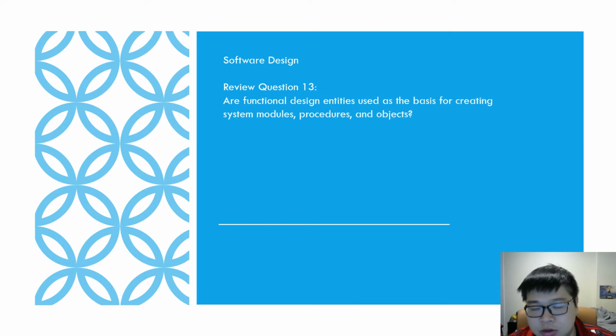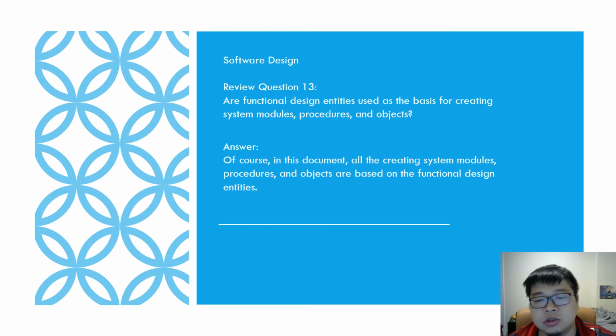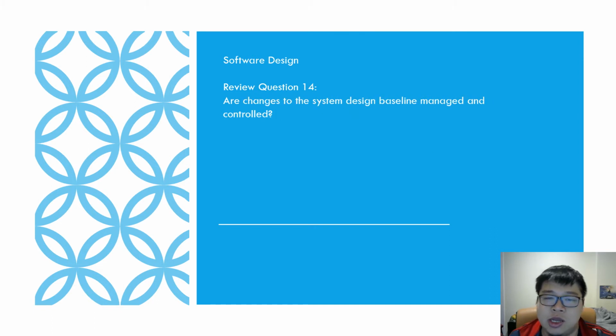Let's talk about the next question. The question is about whether functional design entities are used as the basis for creating system models, procedures, and objects. Yes, of course. In this document, all the created system models, procedures, and objects are based on the functional design entities. So let's go on to the next question.